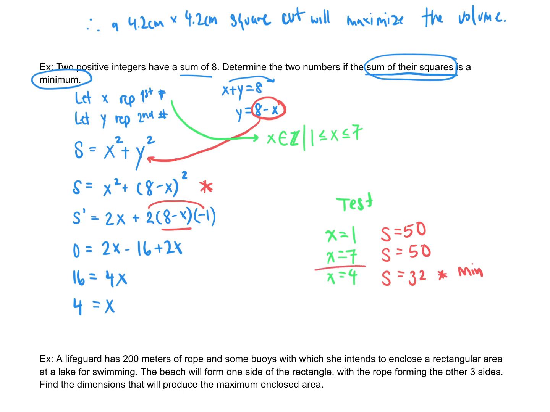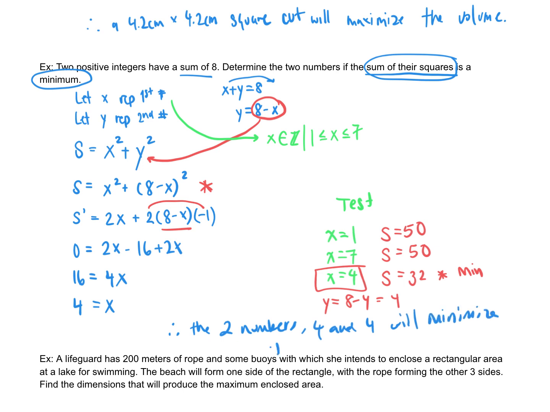So that means x, my first number, is 4, and my second number would be 8 minus 4, which is 4. So these two numbers will minimize the sum of the squares. So now I can write my therefore statement. Therefore, the two numbers 4 and 4 will minimize the sum of the squares.